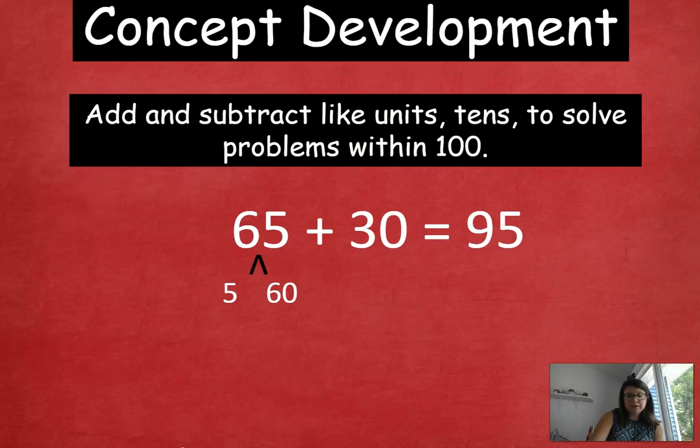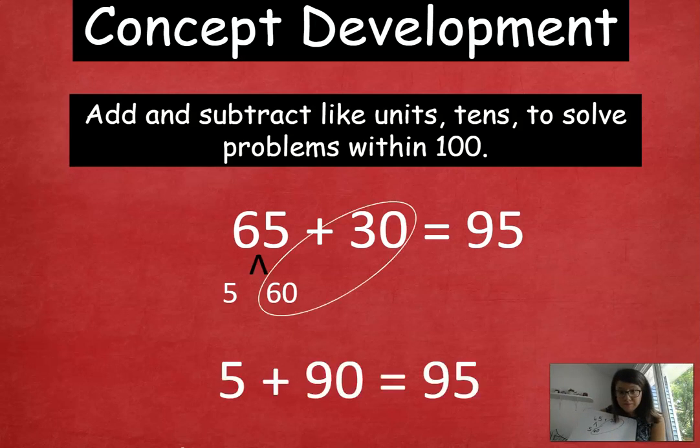65 plus 30. What I'm noticing right away with this problem is that the 30 is a group of 10. So I know within my 65, I'm going to be adding the group of 10 to 30. So if we break down 65, we have 60 plus 5. The group of 10 is 60. So I'm going to take 60 and 30, and that's going to get me to 90 because I know 6 plus 3 is 9. And then adding on those extra 5.